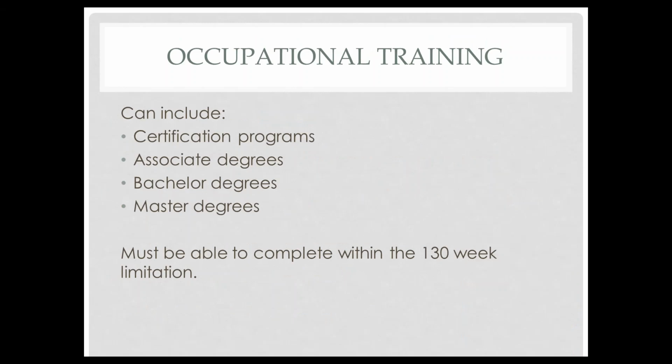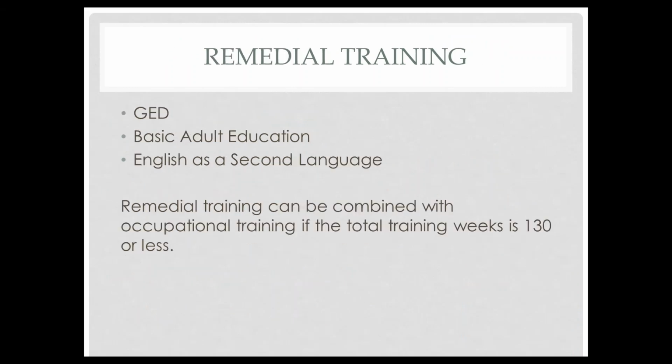Occupational training. This can include certification programs, associate degrees, bachelor's degrees, and master's degrees. All must be able to be completed within the 130-week limitation. Remedial training. This can include GED, basic adult education, and English as a second language. Remedial training can be combined with occupational training if the total training weeks is 130 or less.